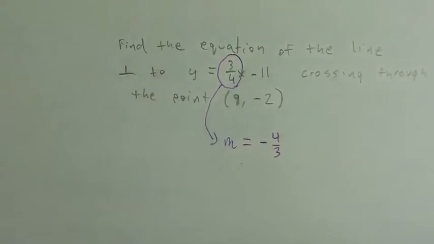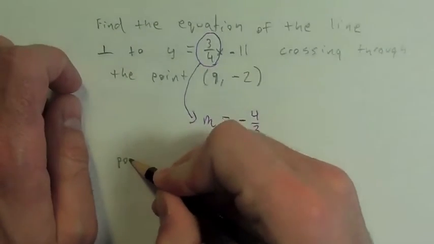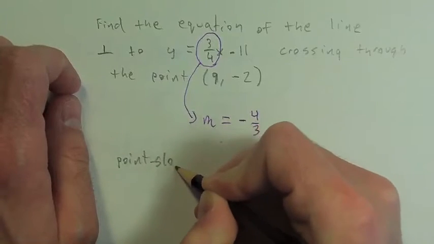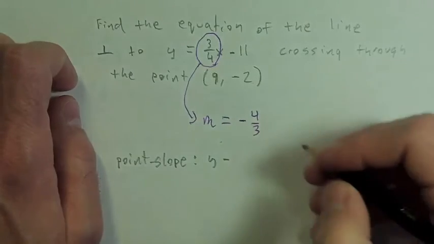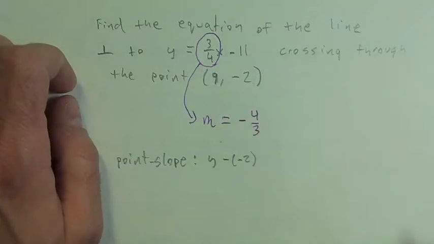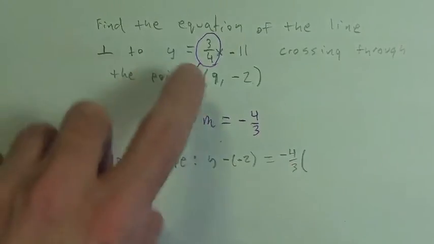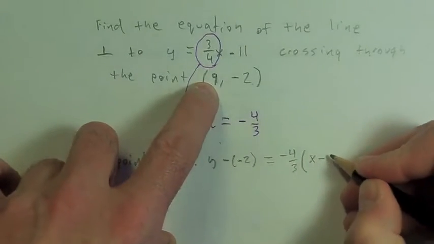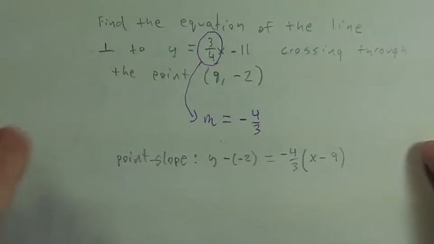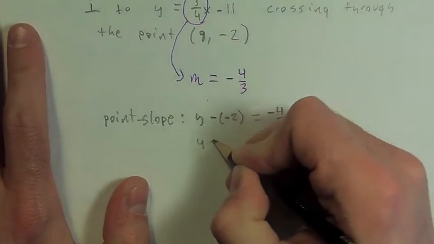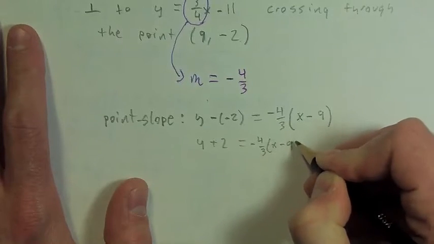Okay, since we're perpendicular. Right, now, to get to the point slope form, it's going to be y minus our y value, which is a -2, so it would be y minus a -2, is equal to our slope, -4/3, times x minus our x value. Okay. So let's simplify this a bit. This is actually y plus 2 is equal to -4/3 x minus 9.